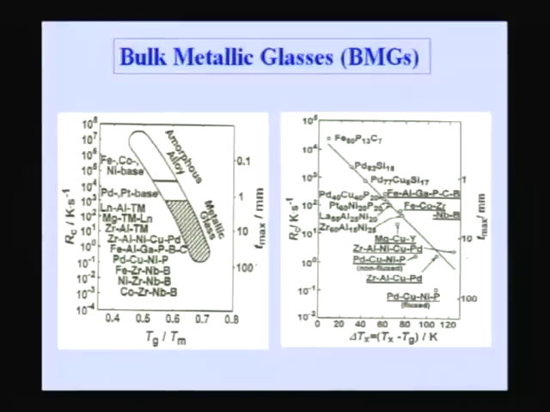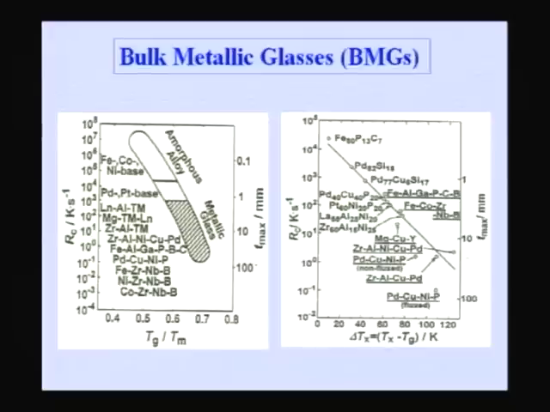If you look at these two plots, basically what you see is that as the Tg by Tm increases beyond a particular value of about 0.6, the Rc, which is the critical cooling rate, becomes so low, of the order of around 10 to the power 2 Kelvin per second, that means about 100 Kelvin per second, which is something easily achievable by conventional casting routes.